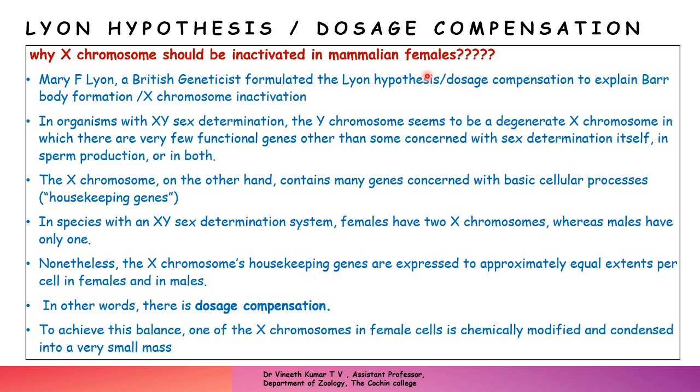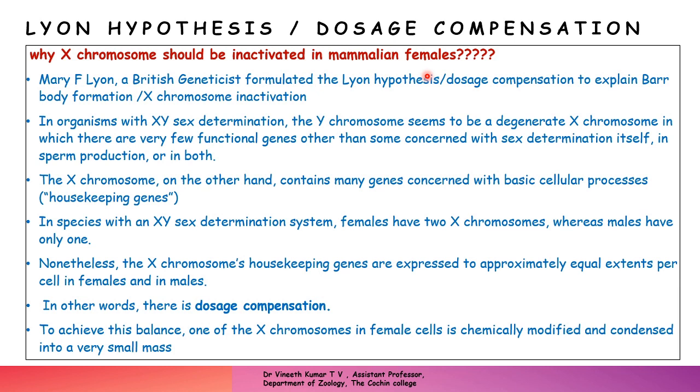One of the X chromosomes in every cell in the female's body, that is, all the somatic cells except the oogonial cells, will be inactivated. In the oogonial cells, in the ovary, the cells which are forming the ova, both X chromosomes are active because an egg is being formed. Other than that, all the cells in the female's body will have an X chromosome which is inactivated and condensed so that the dose of X chromosome in males and females is the same. And this is what is called dosage compensation.